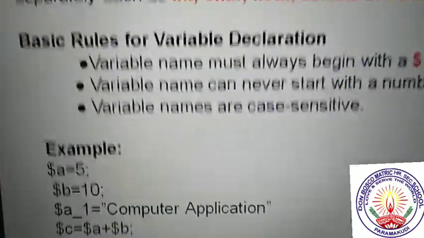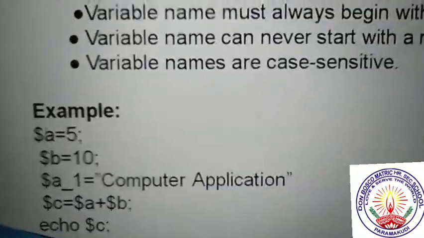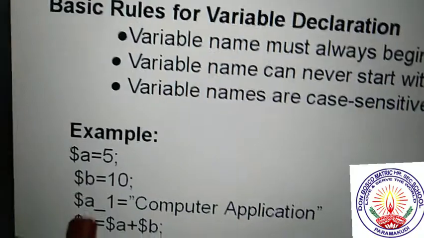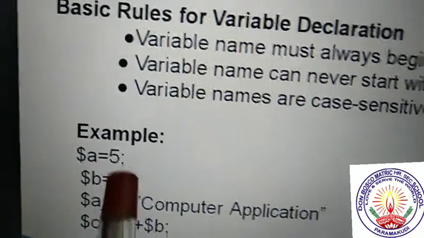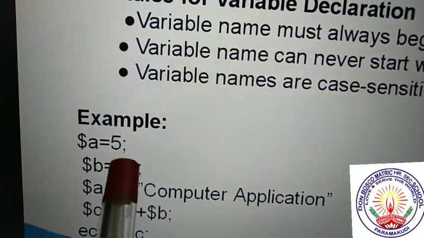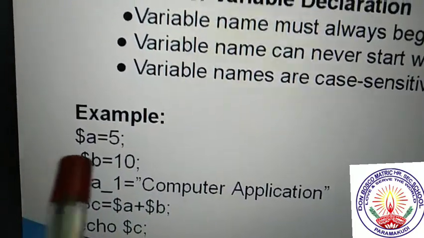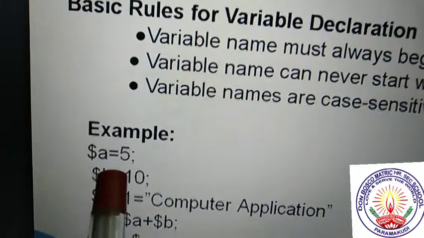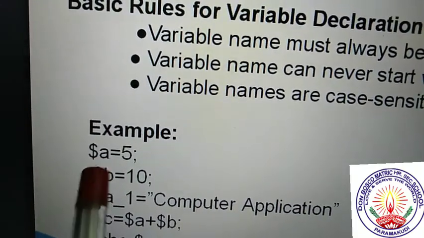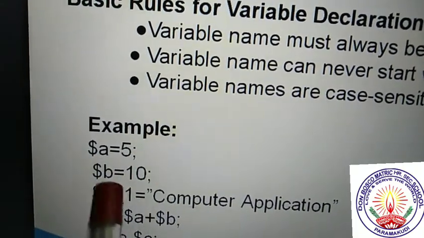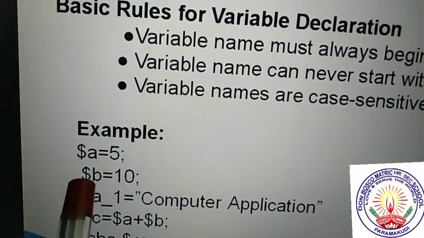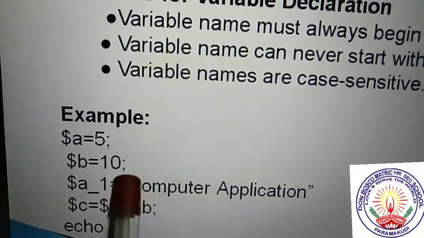For example, here I am declaring two variables, A and B. A is getting the value 5 and B is getting the value 10. If you declare the variable, it begins with a dollar symbol, and at the end of the statement put a semicolon. B variable also begins with a dollar symbol and ends with a semicolon.